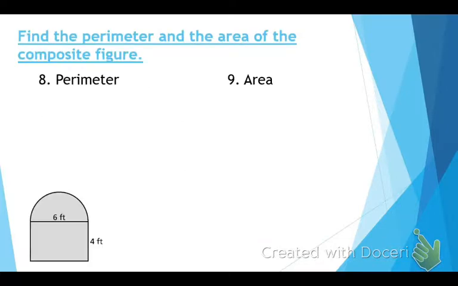Okay, final couple problems of today. Find the perimeter and the area of the composite figure. Remember, composite kind of means it's a complicated figure because there's not just one figure in it, there's 2. So the first thing we're going to do is find the perimeter.